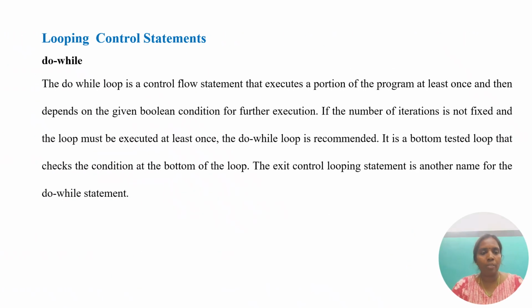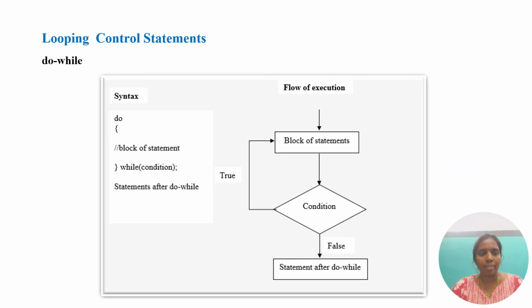The do while loop is a control flow statement that executes a portion of the program at least once, and then further execution depends on the Boolean condition. This is the structure of the do while statement: do a set of statements, while condition. First is the block of statements, first is do, and then while, that is the condition.